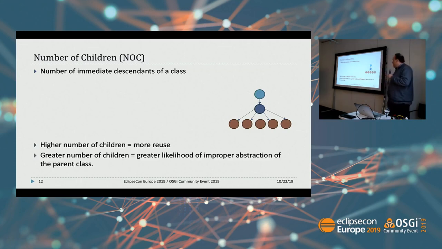The intuition here is the higher the number of children is, the more reuse you have of functionality of the base class, right, in different contexts. And that is, again, potential for problems. And the greater the number of children is, the higher the likelihood that you have pushed improper abstractions into the base class just because it was convenient, right?